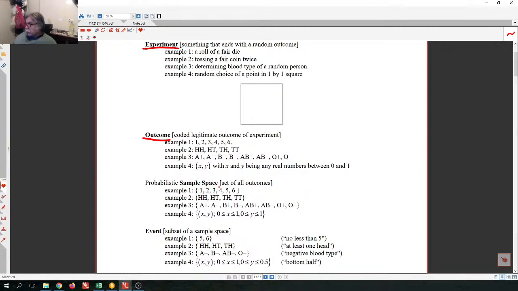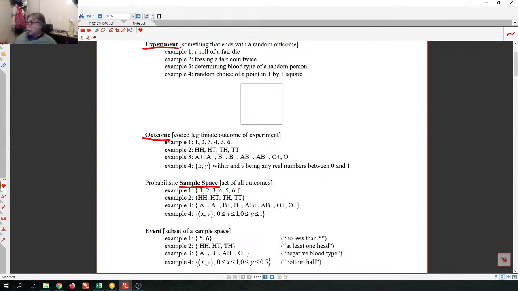Now, when we collect all of the outcomes in one set, that set is called the sample space. This is going to be a probabilistic sample space, so we're not talking about statistical samples. We're talking about a particular name for the set of all of the random outcomes of an experiment, right? So you have an experiment, you have a bunch of random outcomes that can happen.